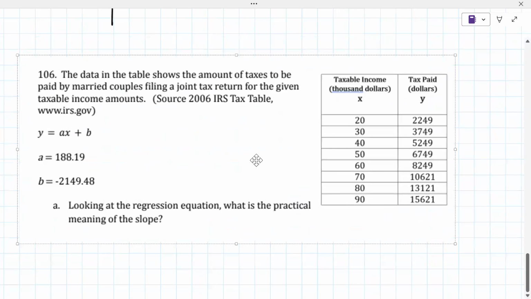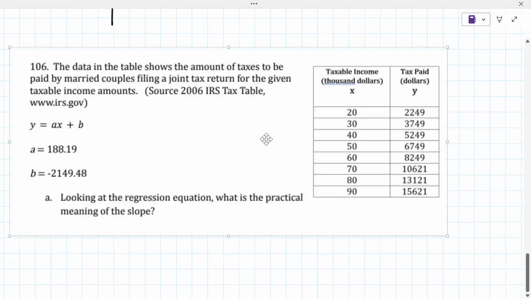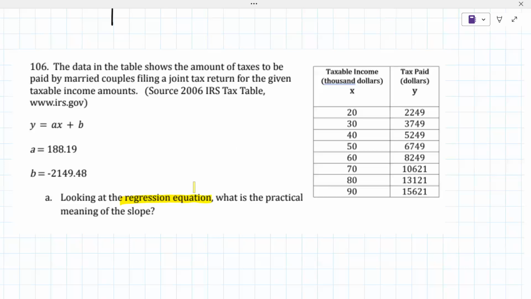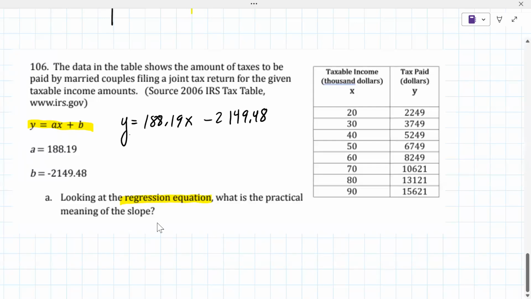Okay. Data in the table below shows the amount of taxes to be paid by married couples filing a joint return for the given year. Okay, we don't care about that. They're asking you to determine the regression equation. Did you write the equation for me? I know it doesn't ask for that, but tell me what goes where. Just make sure that's clear. Yes. So y equals 188.19x minus 2,149.48. Okay, very good.